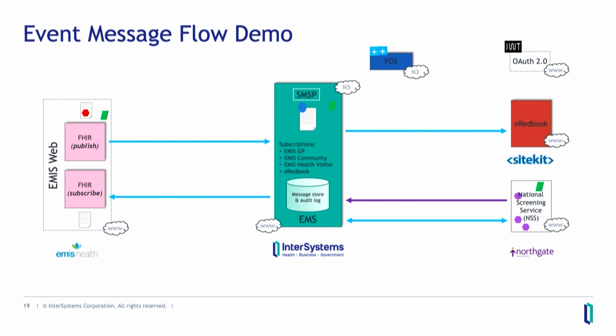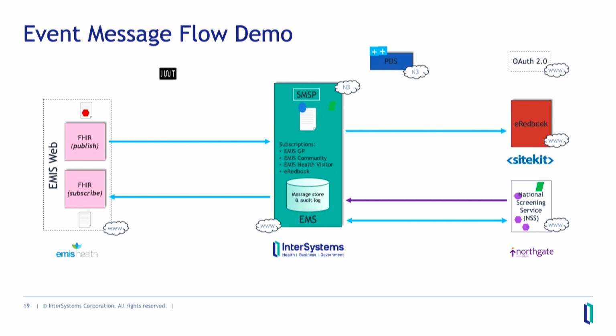We also have a national system. In this context, it's the patient demographic service, which is a national authoritative source of demographic information for everybody in England. And we also have an external OAuth 2 server, which is providing an authoritative authentication and authorization source.